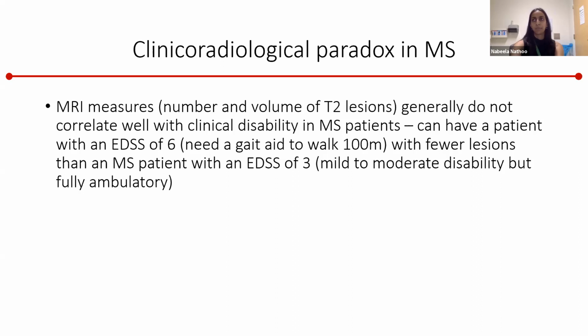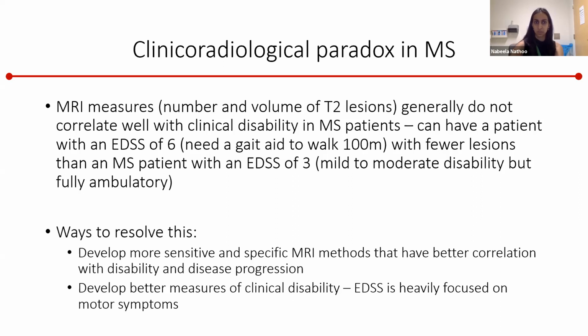And so MRI is helpful in some aspects, but this is the critical thing: we want MRI methods that correlate with clinical disability. And so the ways to resolve this that have come up are twofold. One is to have more sensitive and specific MRI methods that correlate better with disability and disease progression. And that's what I'm going to talk about for the rest of the talk.